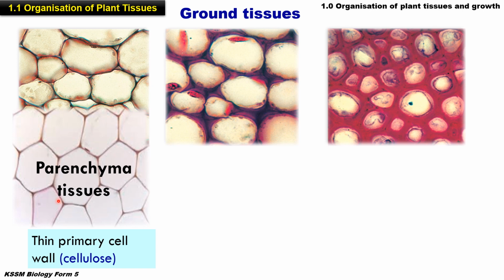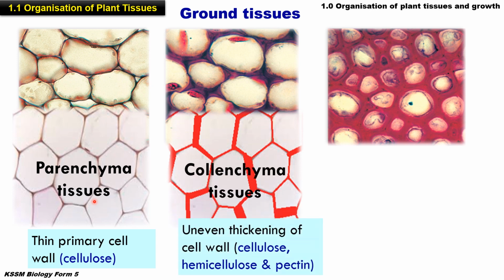Okay, next. Second, ground tissue. Selepas parenchyma tissue is collenchyma tissue. Tengok. Kenapa saya suruh lukis? Because for the collenchyma, the cell wall has uneven thickening. Nampak tak? Ada part, and some of the part is thicker. Some of the part is thinner. So you draw for the collenchyma, thick part and thin part. Okay, lukis.